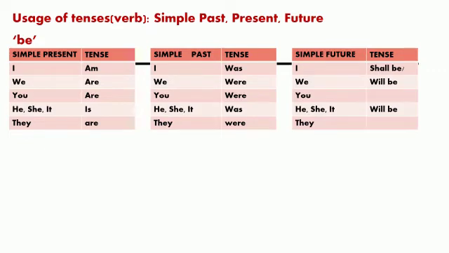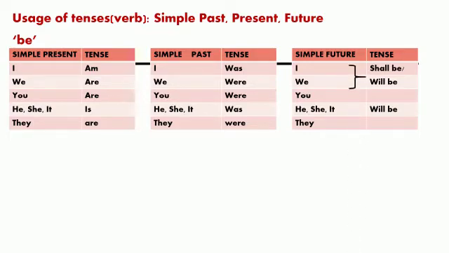Next one. What will happen in the future when you have the same words? I, we, you, he, she, it, they. I shall be or will be. We again shall be or will be. You, he, she, it, they will be. So when you're using the simple future tense, you will be, he, she, it will be, they will be. So that's how you do the work.